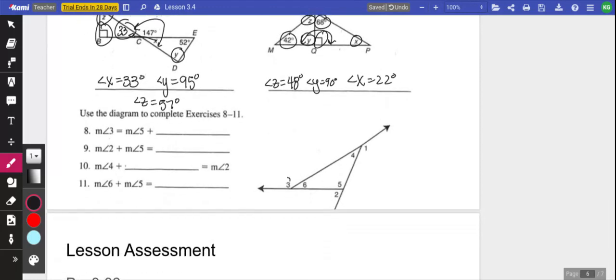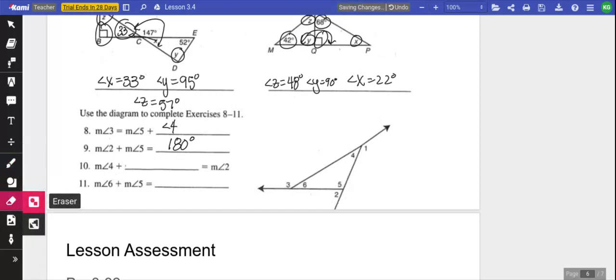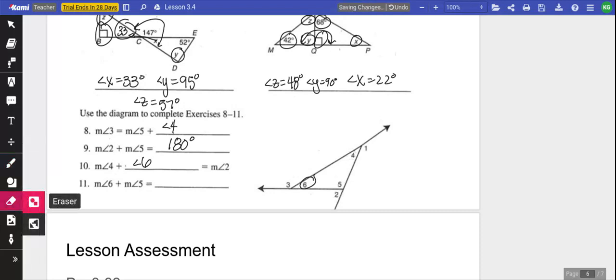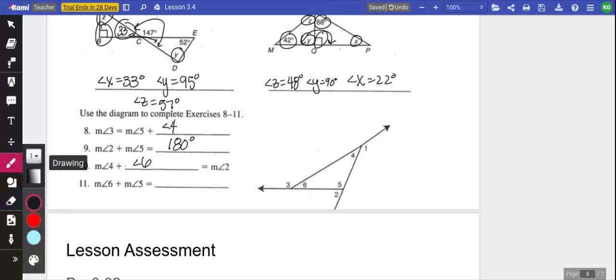On this one, the measure of angle 3 equals angle 5 plus angle 4. The measure of angle 2 plus the measure of angle 5 is a linear pair. The measure of angle 4 plus what equals the measure of angle 2? Well, here's 2. 5 makes a linear pair, so it must be 6 and 4. And the last one, 6 and 5 make angle 1.